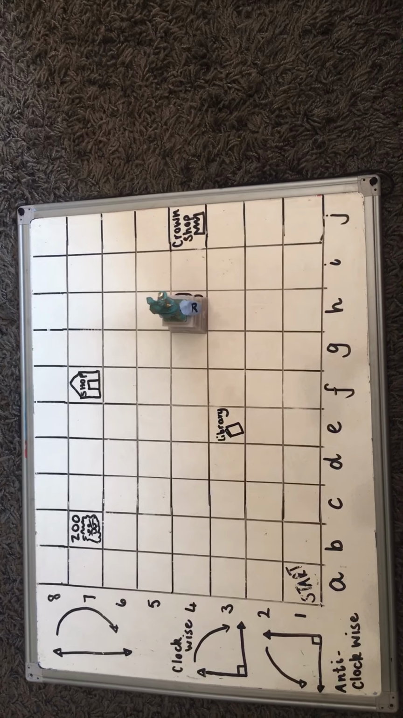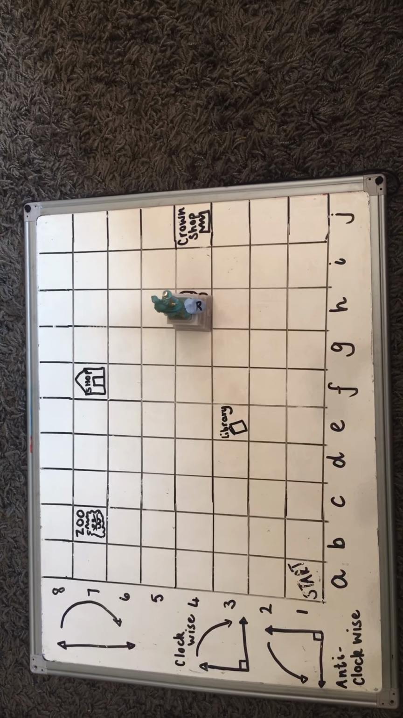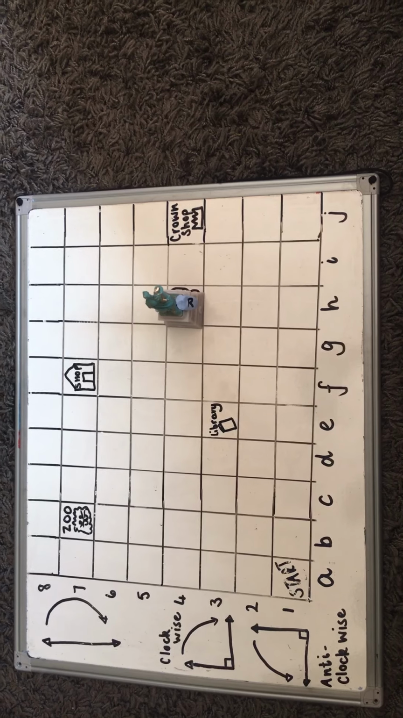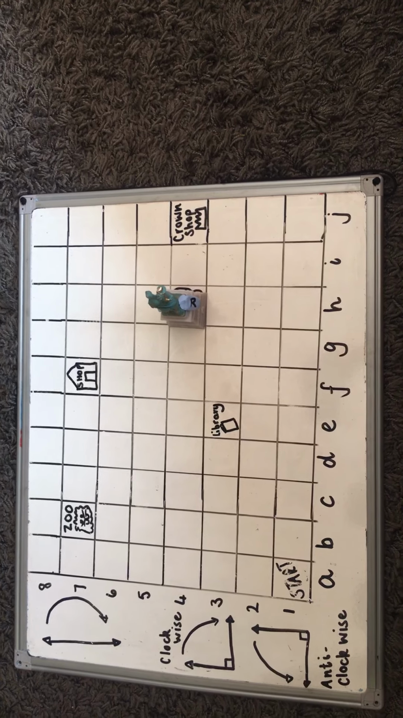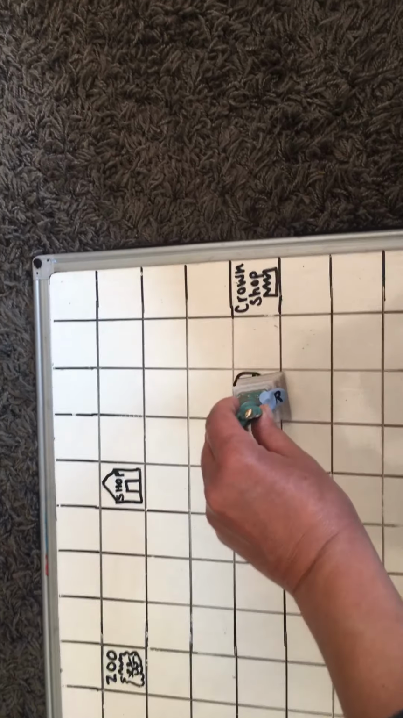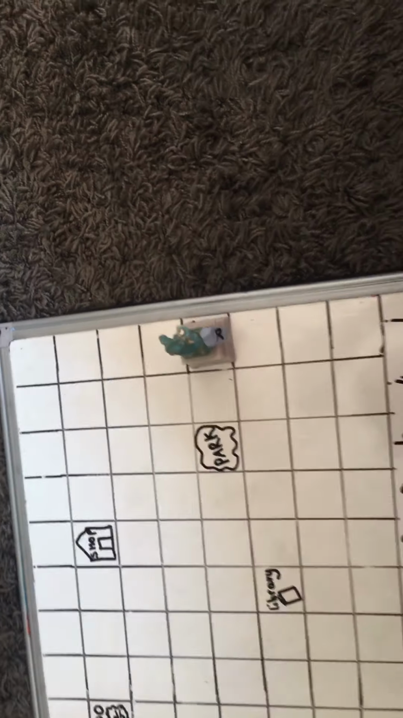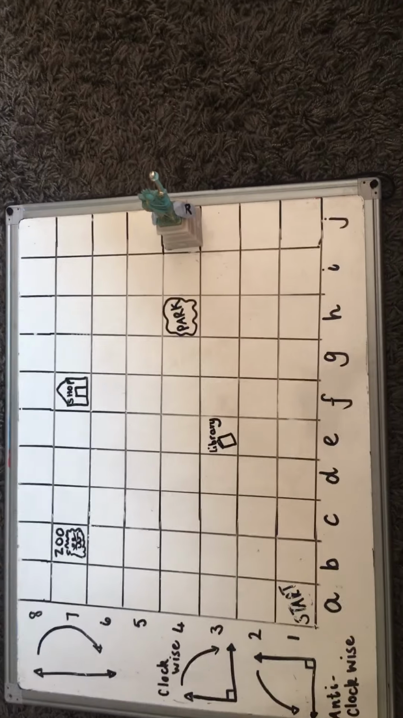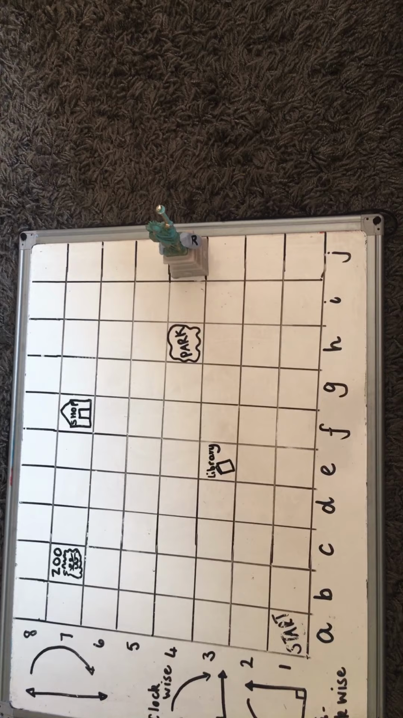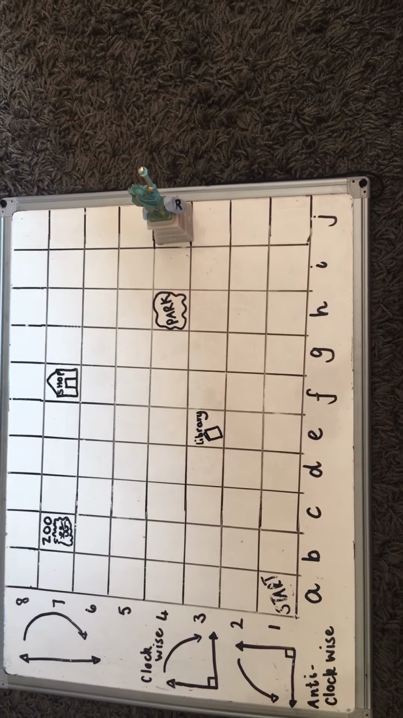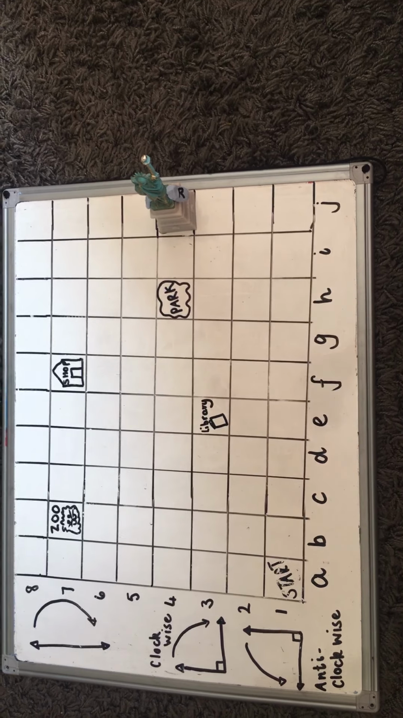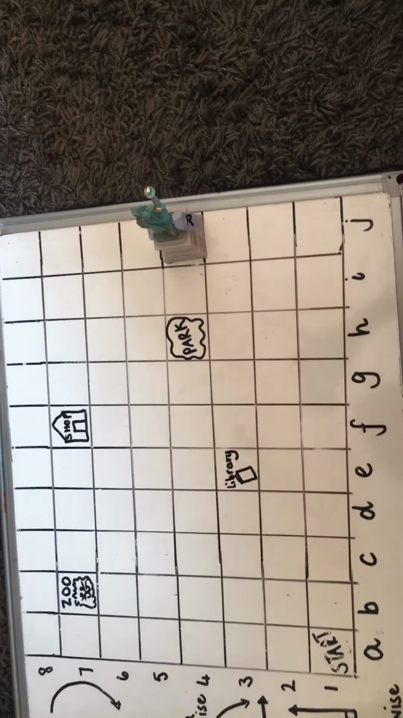Now from the park to the crown shop, I think you can see that that's really easy. So she just needs to go forward for 2. 1, 2. And she's at the crown shop to buy herself a nice shiny new crown. Okay, now she fancies reading some books, so she's going to go down to the library, which is here.